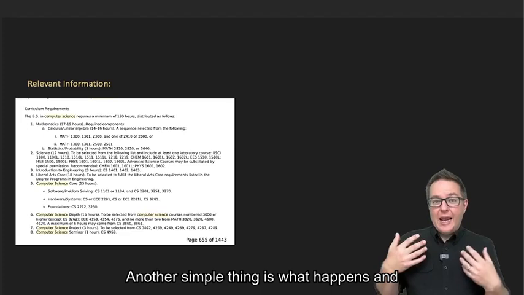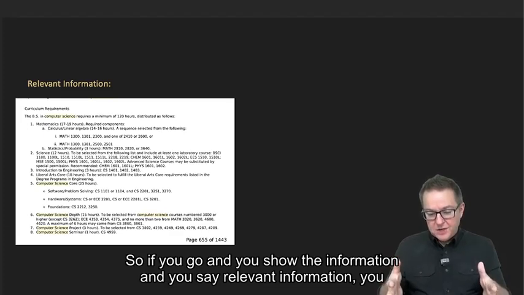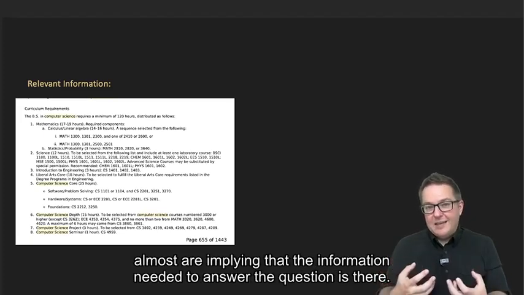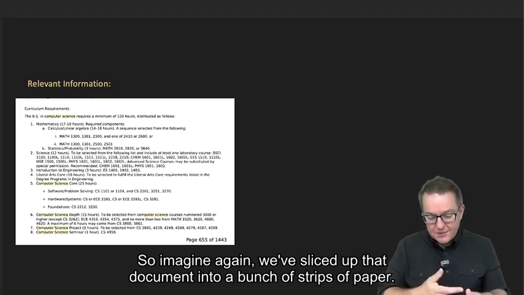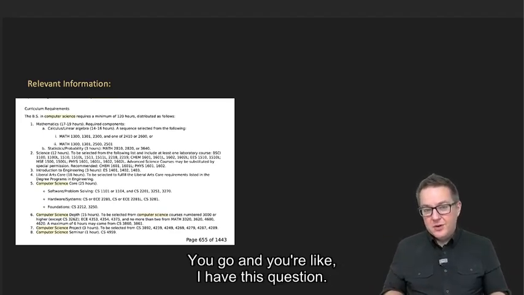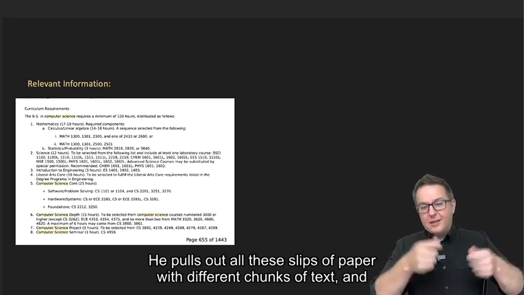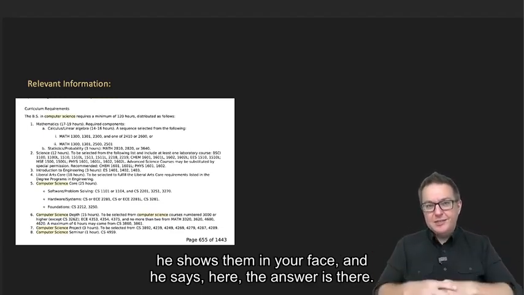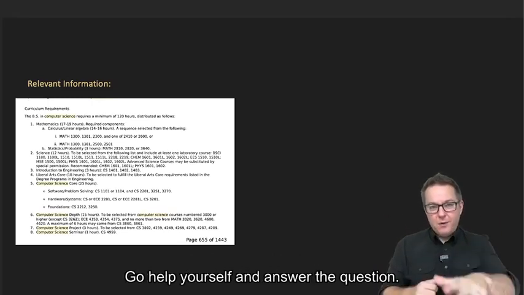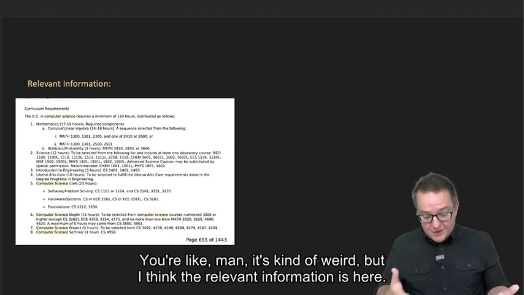Another simple thing is how you present the information in the prompt. If you show the information and you say relevant information, you almost are implying that the information needed to answer the question is there. So imagine again, we've sliced up that document into a bunch of strips of paper and dumped them on the floor. You go and say, I have this question. And the retrieval person searches through this stack of paper, pulls out all these slips of paper with different chunks of text, and shoves them in your face. And he says, here, the answer is there. Here's the relevant information. Go help yourself and answer the question. You're like, man, it's kind of weird, but I think the relevant information is here.